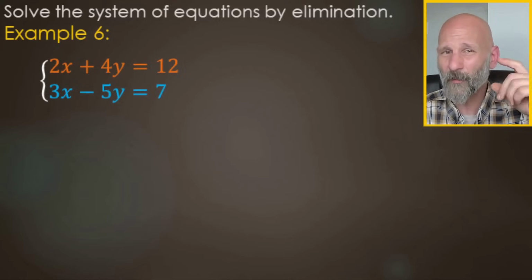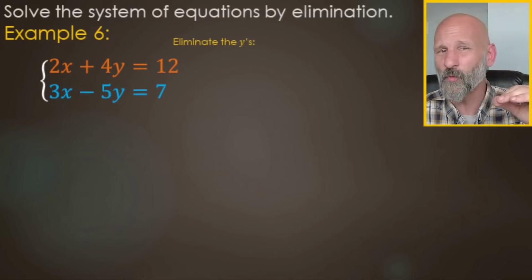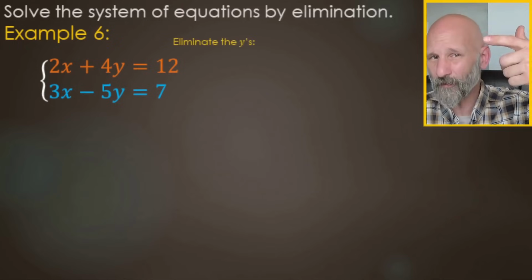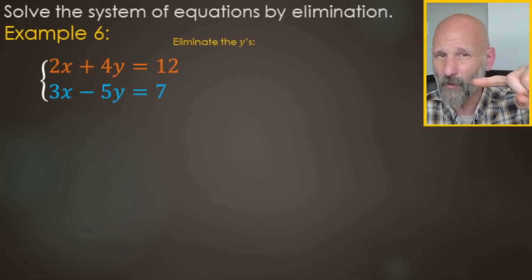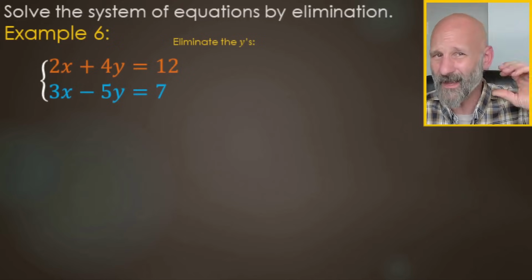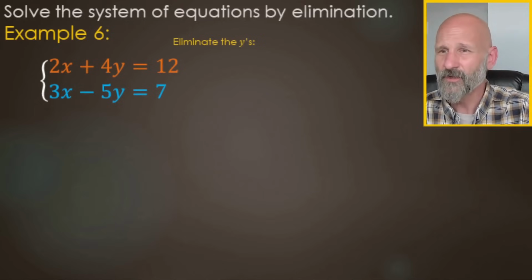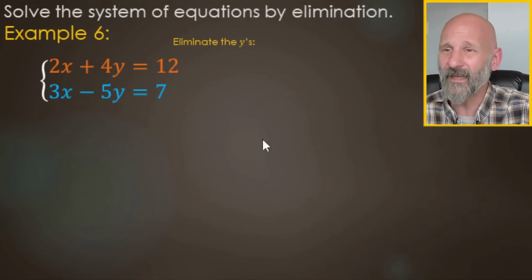Now with these ones, remember, we're trying to get opposites. And on this one, we'll actually look at both. What would we do to eliminate the y's? And also, what would we do if we chose to eliminate the x's, and some of the pros and cons with that? So let's just pretend we're going to eliminate the y's.